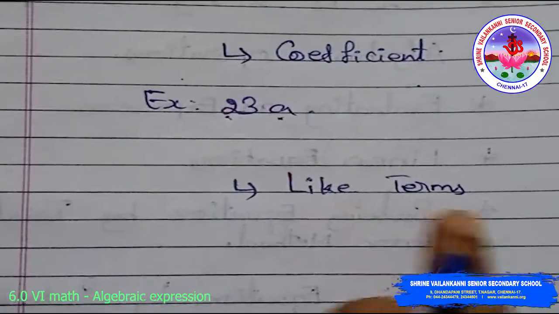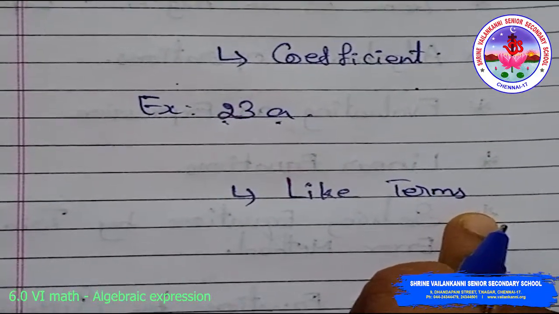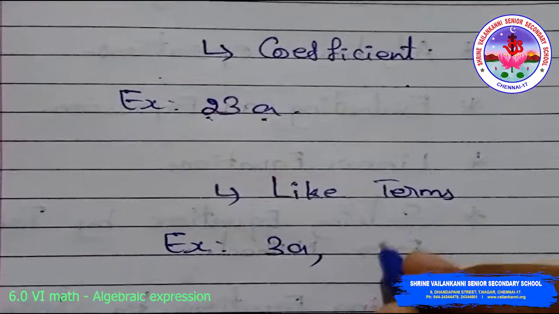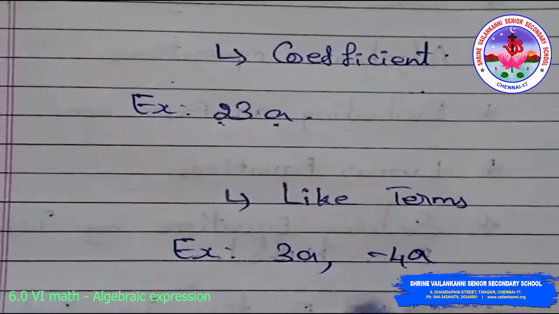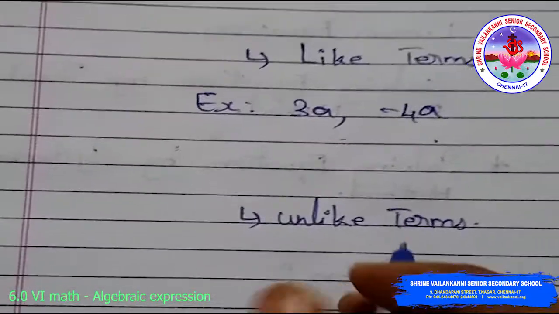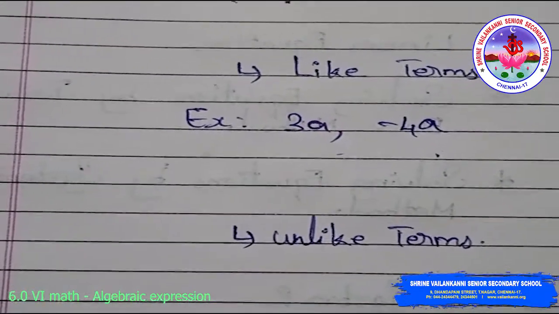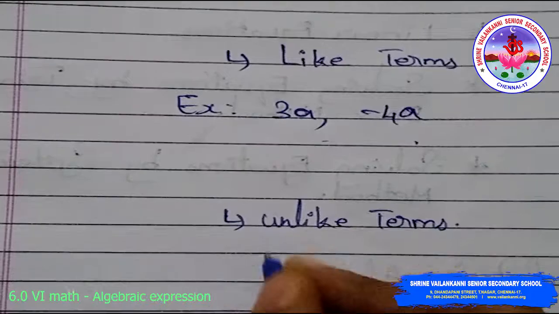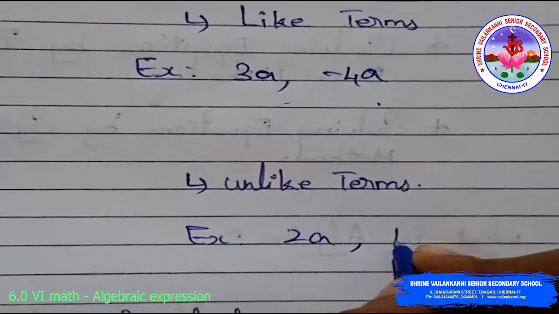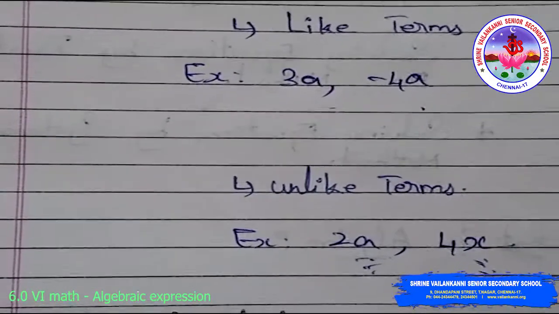The next one is like terms. Two or more terms with the same variables are called like terms. For example, 3a, negative 4a. Here, the literals are the same, so they are like terms. The next one is unlike terms. Two or more terms with different variables are called unlike terms. Example, 2a, 4x. Here, the literals are different, so they are unlike terms.